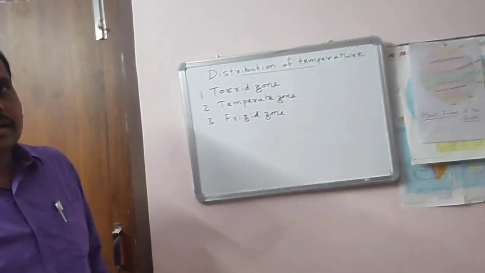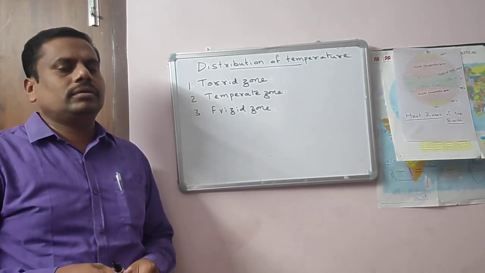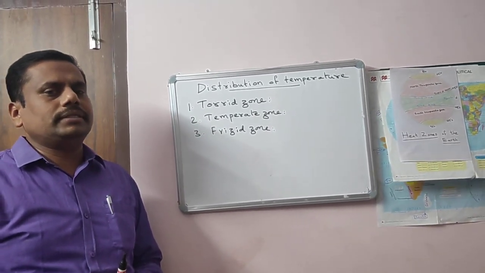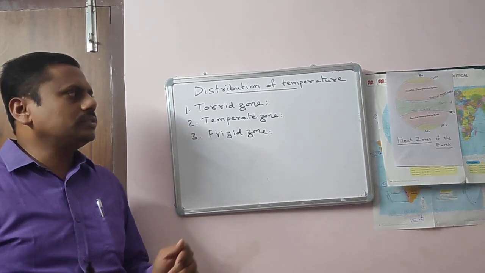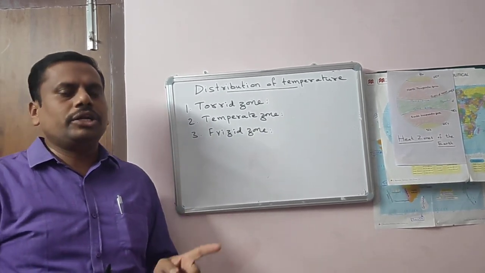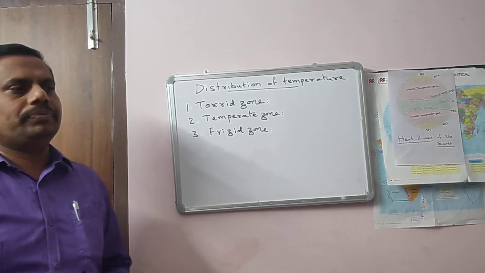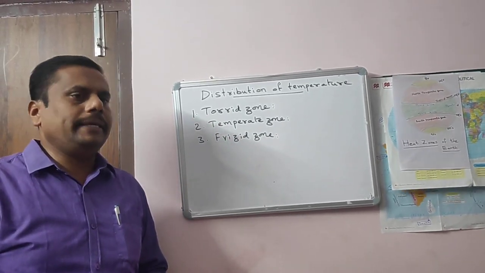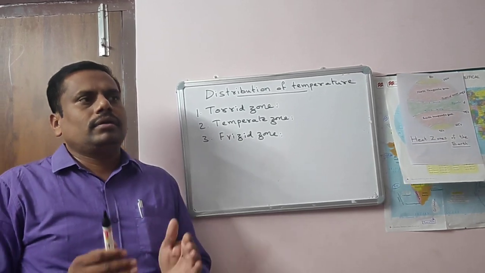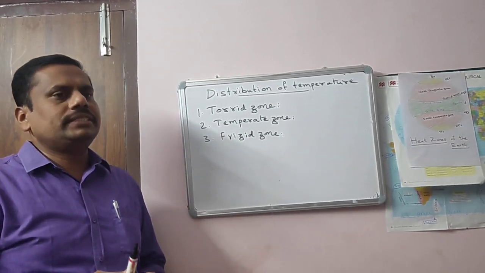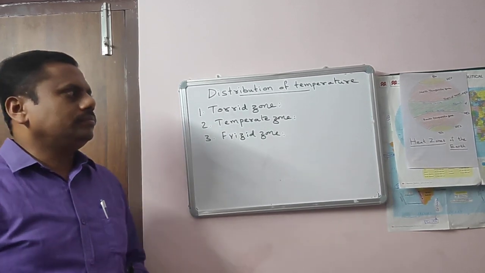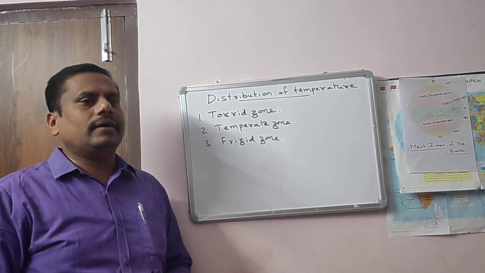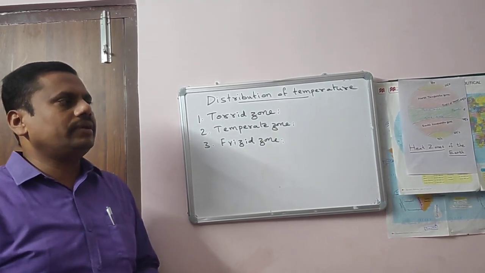Yes, children. In the previous video, we have seen which factors actually affect the temperature. Three important factors. What are those? Latitude, altitude, and distance from the sea. So not only the latitude, altitude, and distance from the sea, even the vegetation cover, winds, and slope of the land, relief of an area also influence the temperature of an area.